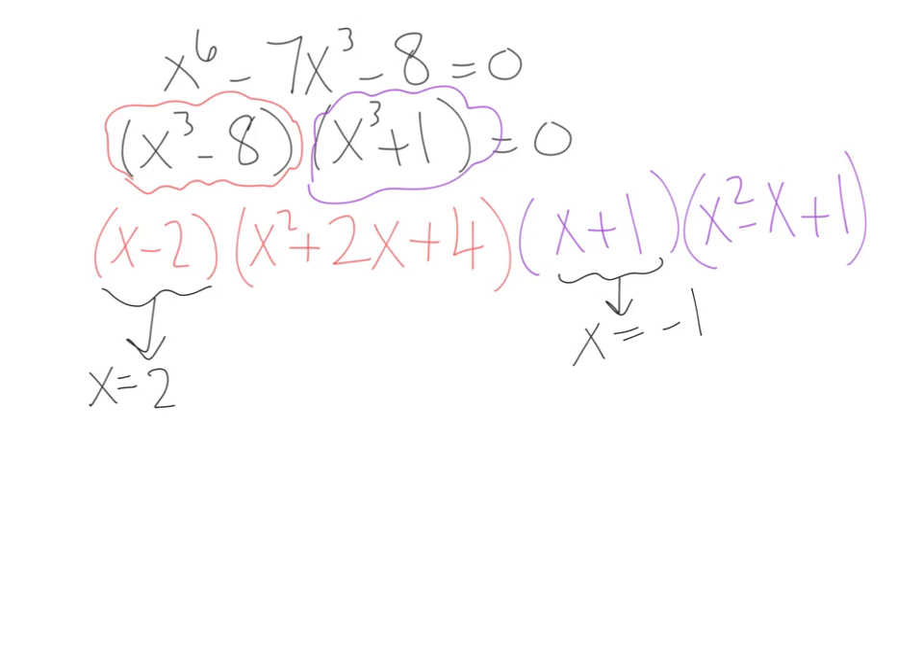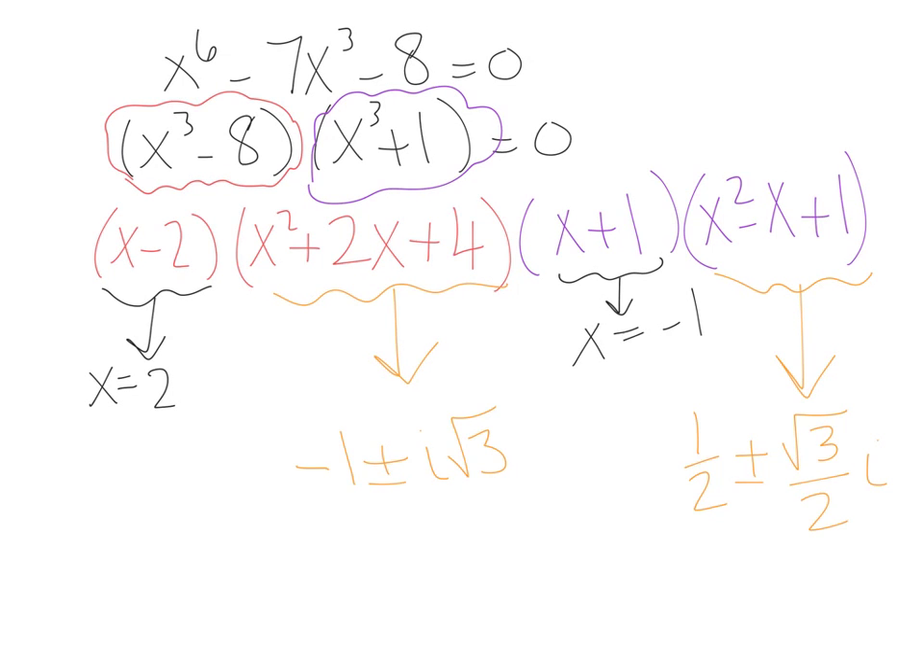So now the rest is quadratics. I can find imaginary roots from these by using the quadratic formula. If I do the quadratic formula in each one of these, I'll find the imaginary roots. This will give me -1 plus or minus i rad 3 over 2, and this will give me a half plus or minus rad 3 over 2 i. And there you go. Those are your roots: 2 imaginary, and then 2 real, and then 4 imaginary.